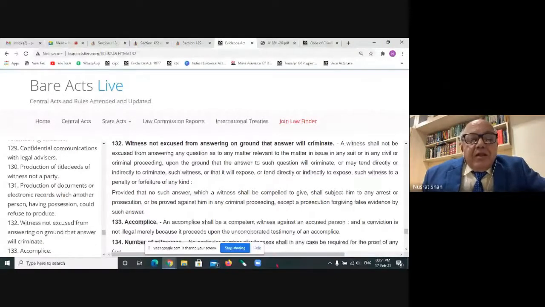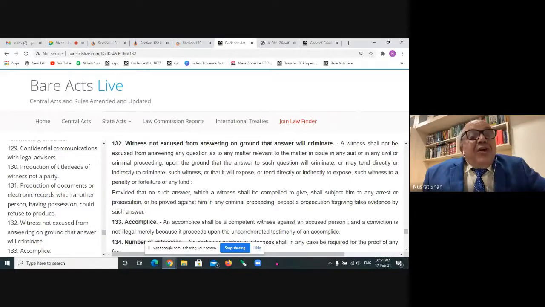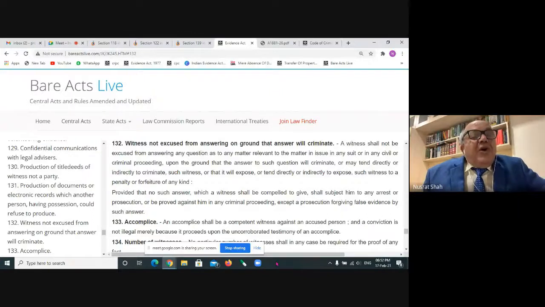So then what is the way out, sir? How would you avoid this? There is no question of avoiding. If somebody has committed a crime, he has to produce the document. Otherwise, the court will draw an adverse inference against him. That is the only reason.